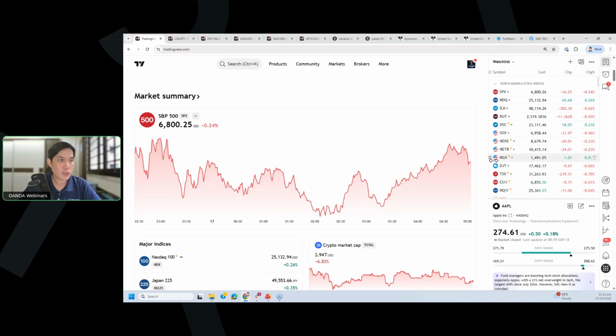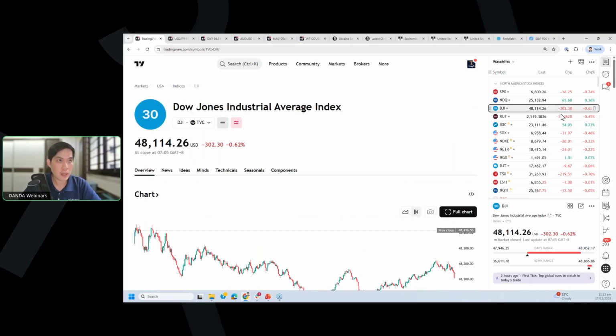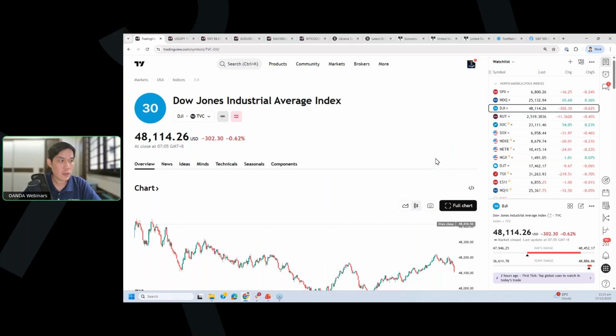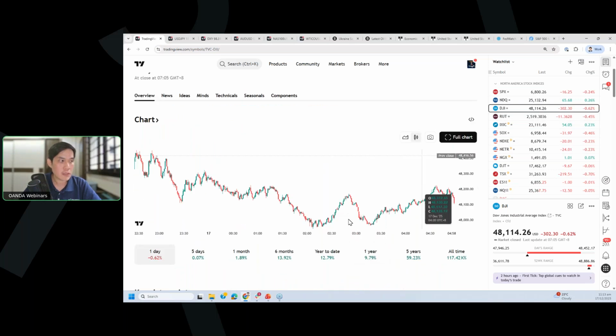The S&P 500 also managed to trade higher once it hit the 2 a.m. mark Singapore time, where it did a rebound as well. So the underperformer was the Dow Jones Industrial Average, which is down by negative 0.62%, where it also managed to trade off the session low that was registered at 2 a.m. towards the last 3 hours of the US session yesterday.